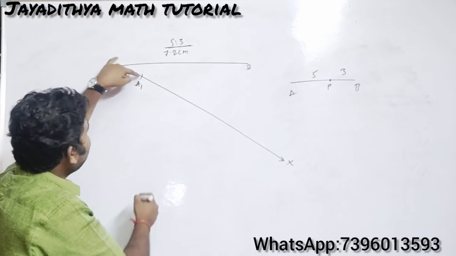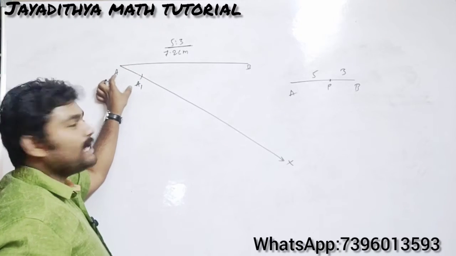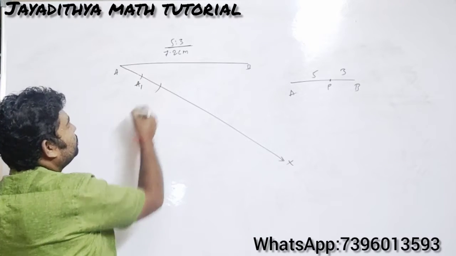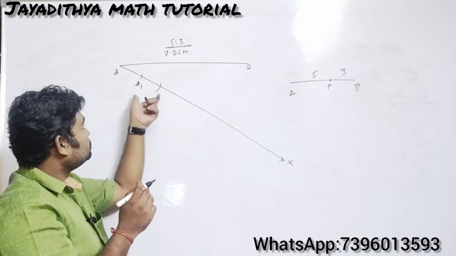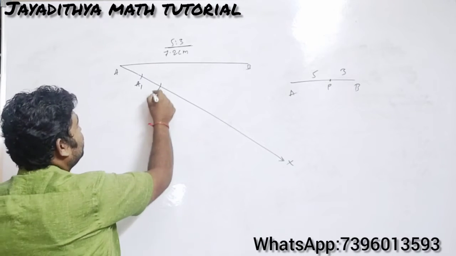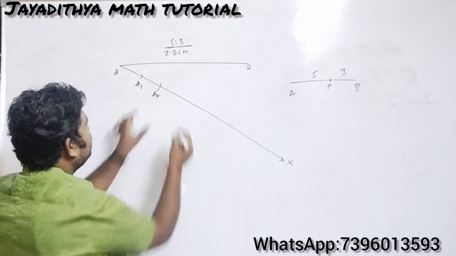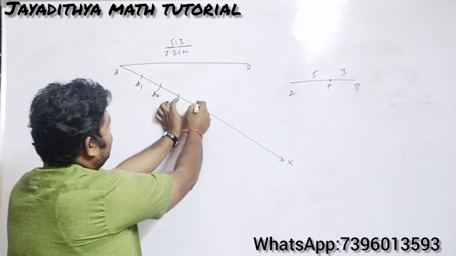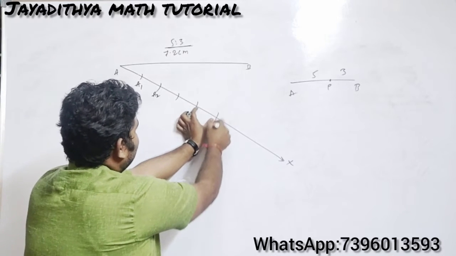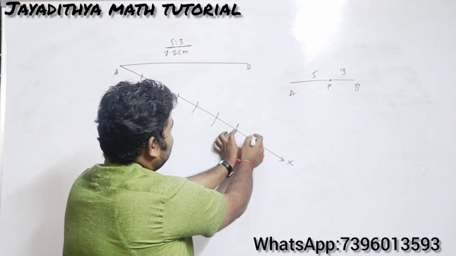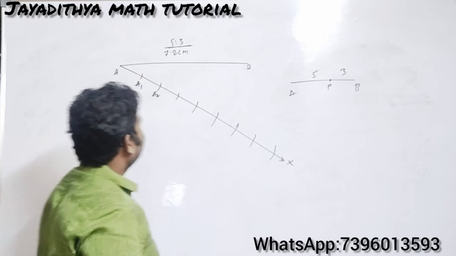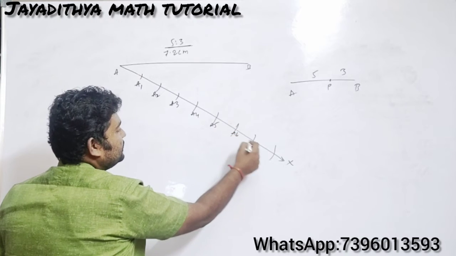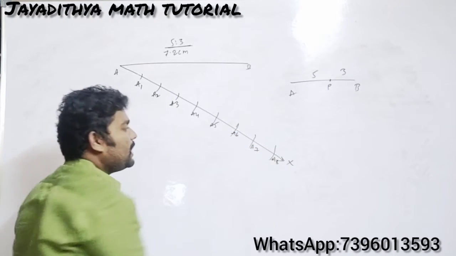And from A1, with the same radius that you have taken, this is the length you have taken. From A1 again you draw the same arc with the same radius. The radius must not be changed, keep that in mind. Mark this as A2. In the same way, draw the same arc again, marking A3, A4, A5, A6, A7 and A8. Mark the points like this.